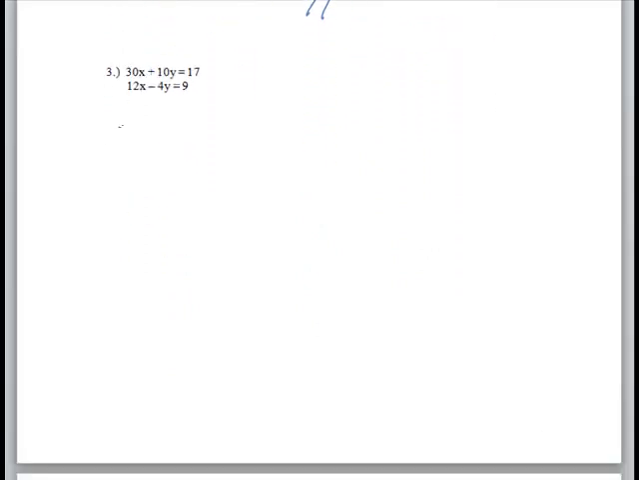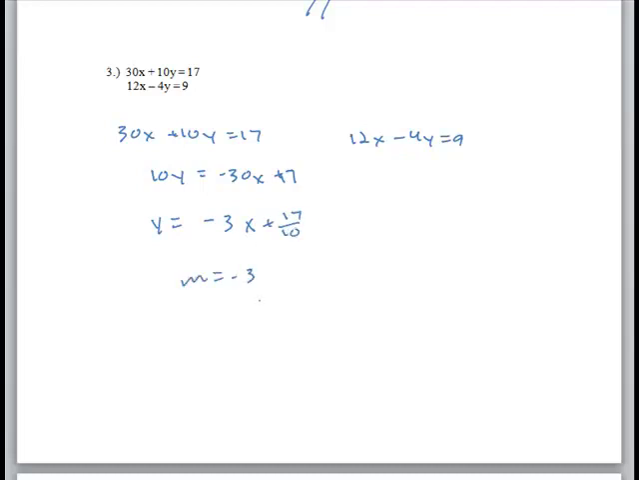And example 3. Write each equation in slope-intercept form. First one, subtract 30x from both sides. Divide both sides by 10, so y is equal to -3x plus 17/10. So its slope is equal to -3. Second equation, subtract 12x from both sides. Divide by -4, so y is equal to 3x minus 9/4. Its slope is equal to +3.